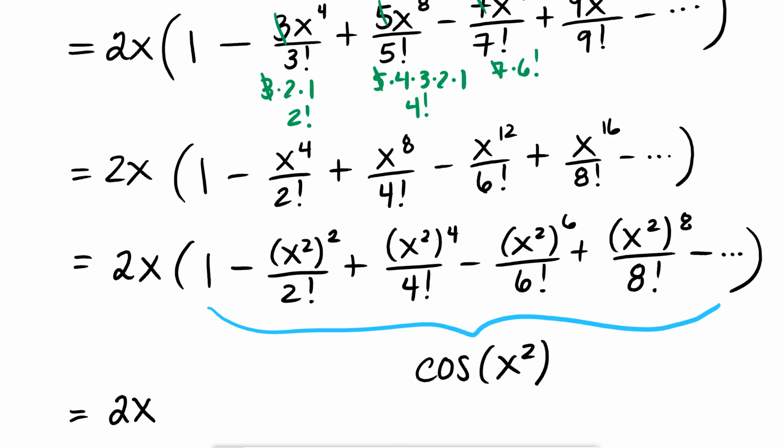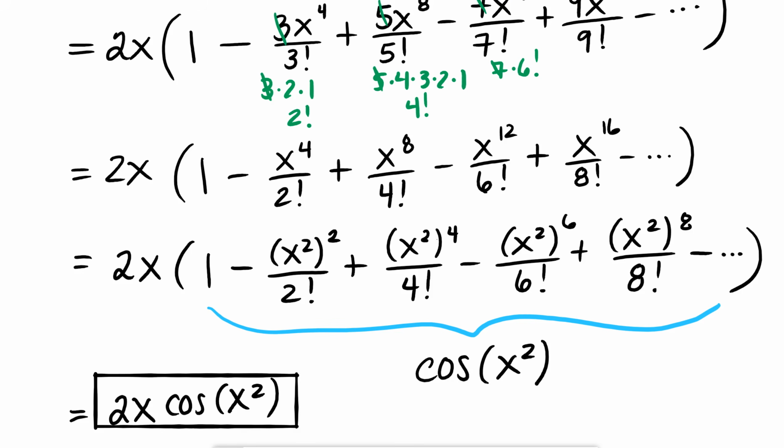So what does this whole thing equal then? It equals 2x cosine of x squared, which we would expect because we know that the derivative of sine of x squared is cosine x squared times 2x using the chain rule. I love doing stuff like that. I just think it is so cool that that power series does exactly what it should. These should all work out.